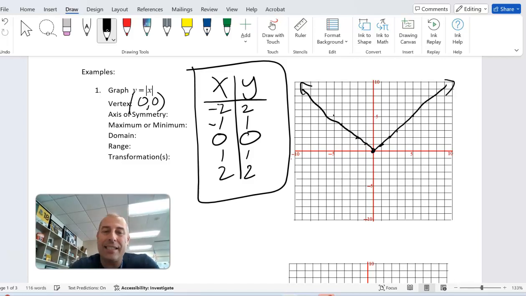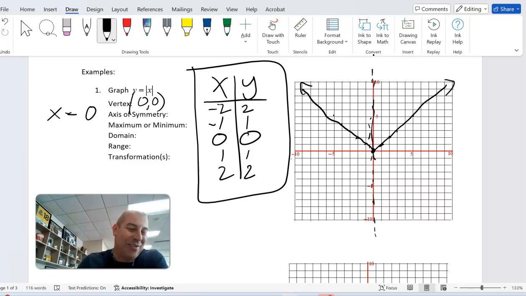The axis of symmetry is always the x coordinate of the vertex because it goes right down the middle. So we use a dotted line. That's the way when we graph things, it's kind of imaginary. It's not there. We can't land on it. Does this have a maximum or a minimum? Well, the vertex is always going to be the maximum or minimum. In this case, it's a minimum because it's the lowest point on the graph. Everything else is above it.